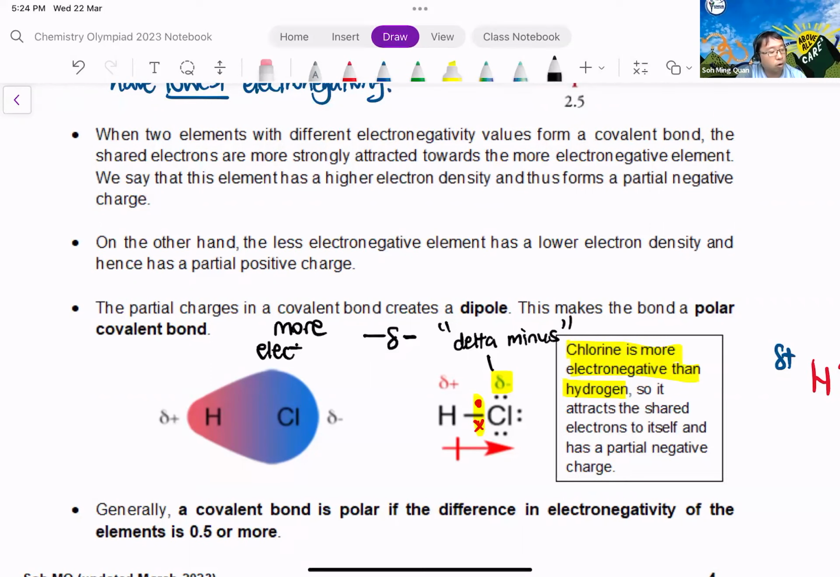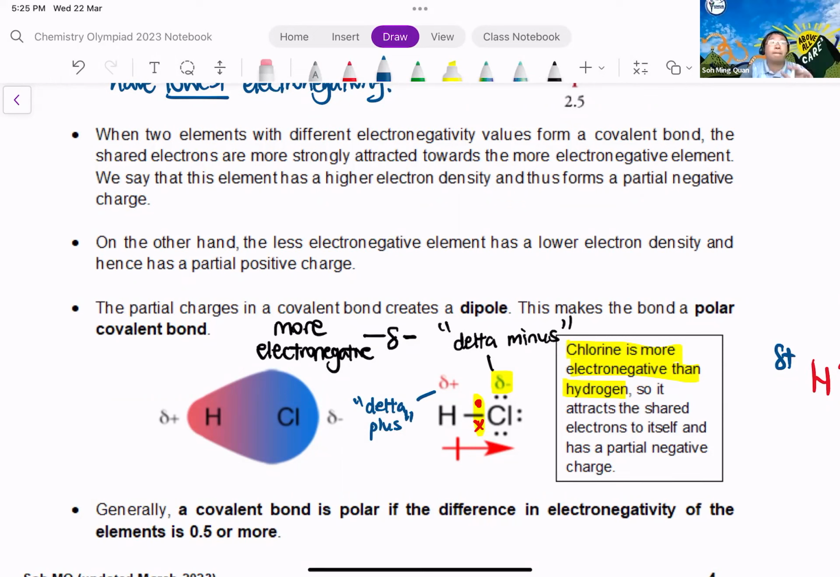More electronegative. Okay? On the other hand, the less electronegative, in this case, hydrogen, will have a delta plus on it. Okay? Hydrogen, delta plus. Now, these are partial charges. It's not a full positive charge. Why not a full charge? Because the electrons are still being shared. They have not lost electrons or gained electrons to form ions yet.